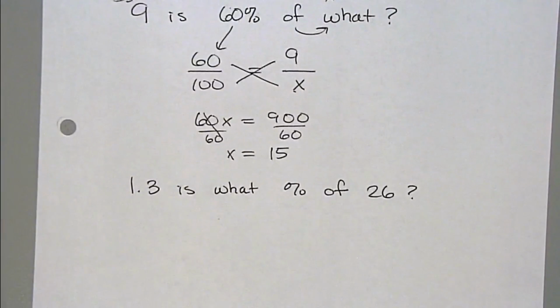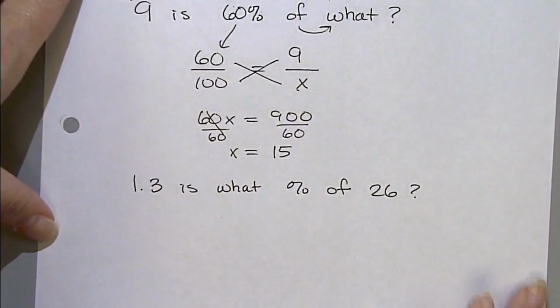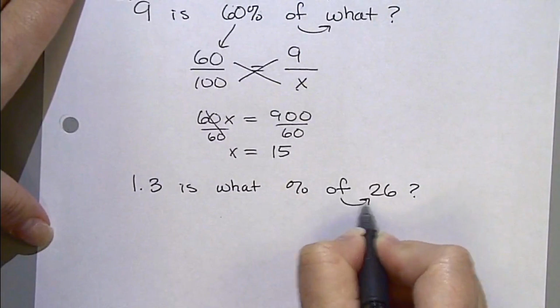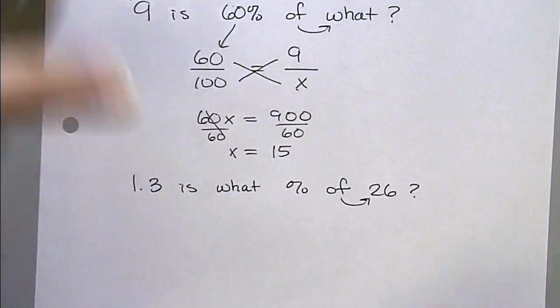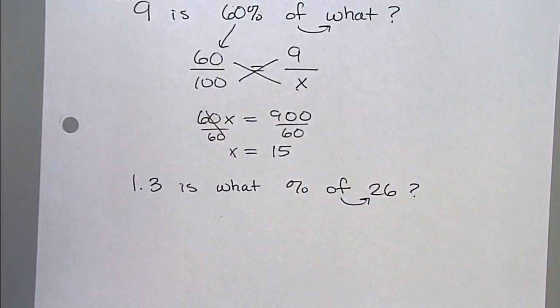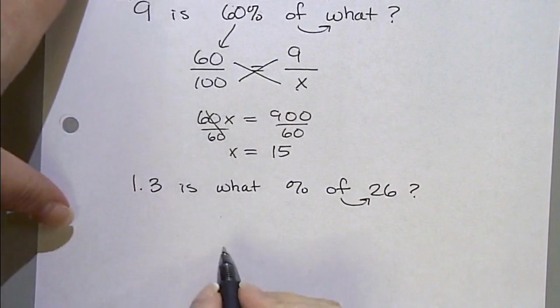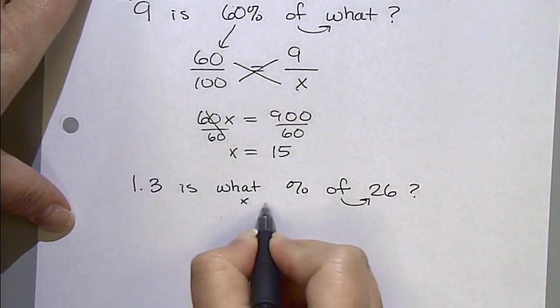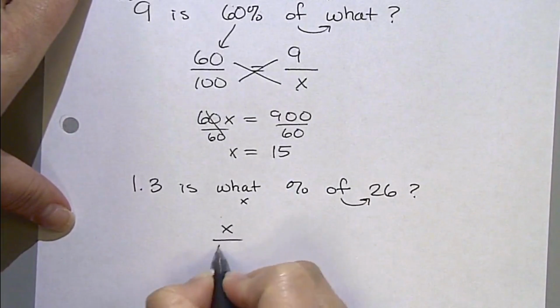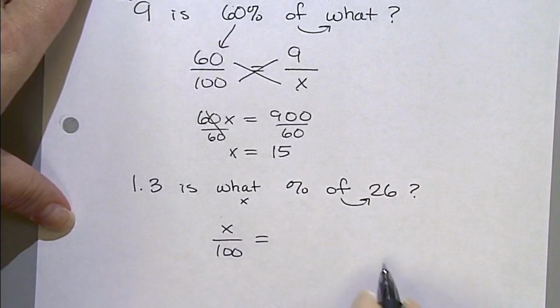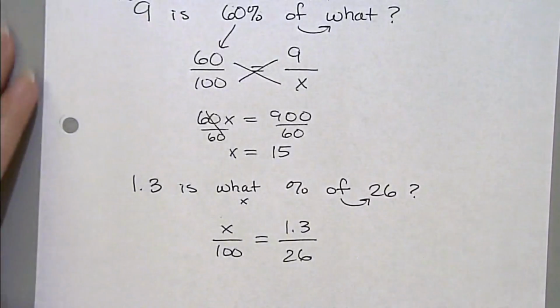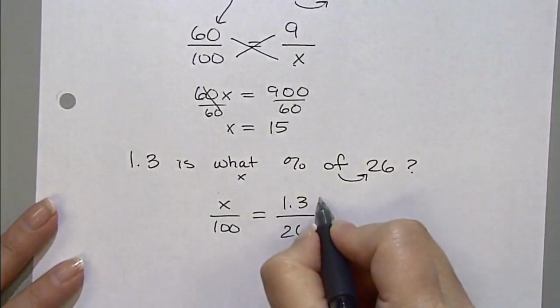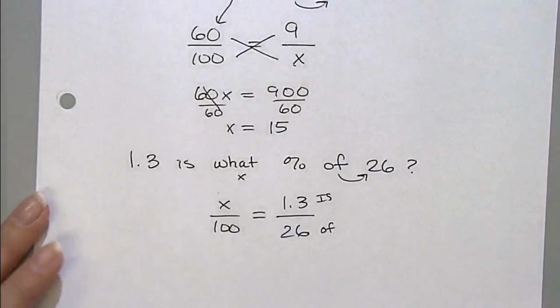1.3 is what percent of 26? Remember, the number directly after the word of is always your of. The word is does not always appear next to the number for is. That's why I'm pointing out that the of is always the easier one to find. I don't know what my percent is, so that's going to be my x. x over 100 equals the is over the of. Everybody okay where I place the numbers? This is the is over the of.